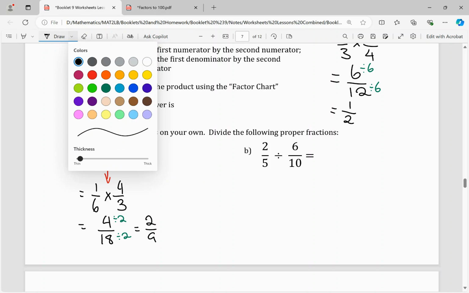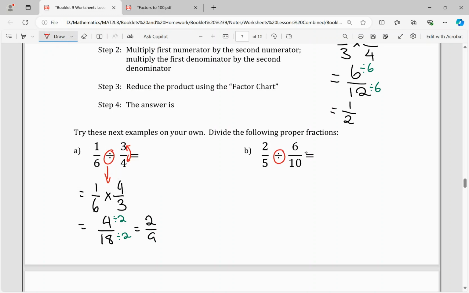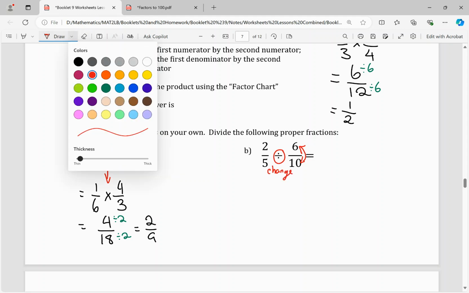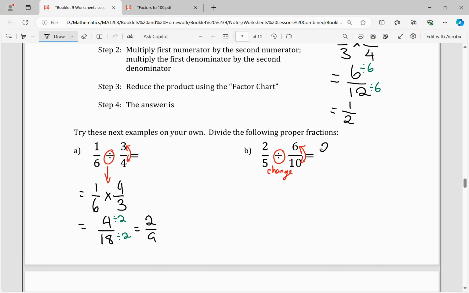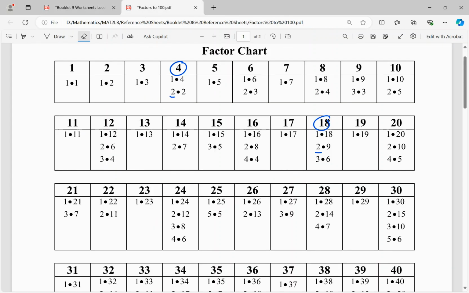Question B, same process, right? We change this division to a multiplication, we flip the second fraction, giving us 2 over 5 times 10 over 6. Now 2 times 10 gives us 20. 5 times 6 gives us 30. So the answer is 20 over 30, but we check to simplify.